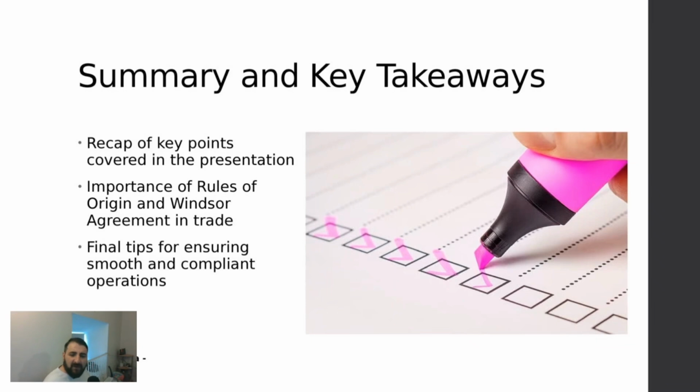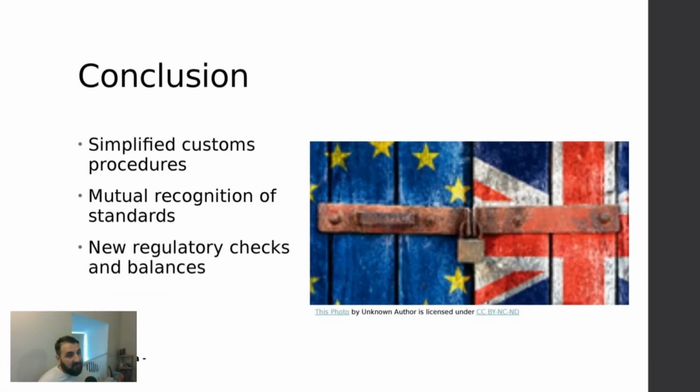So we discussed the rules of origin and how they determine where goods come from. We also explored the Windsor Agreement and its impact on UK and EU trade. And simply understanding these rules is vital for trade between the UK and the EU, because they help ensure goods qualify for preferential tariffs, saving money and making trade smoother. So to keep operations smooth and compliant, remember to always follow the rules carefully. I don't want to say this over and over, but it is very important. Check your documents, stay updated on trade laws, and work as a team. This will help your company succeed in the UK EU market for sure.